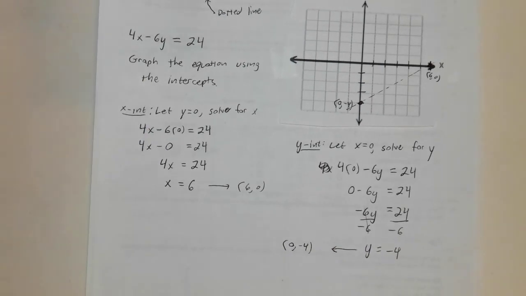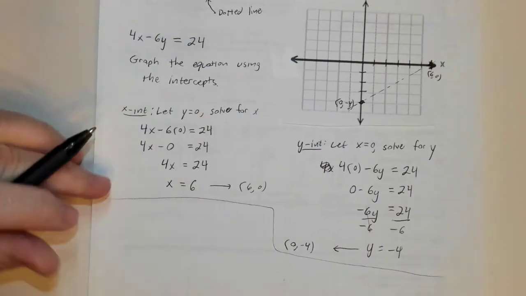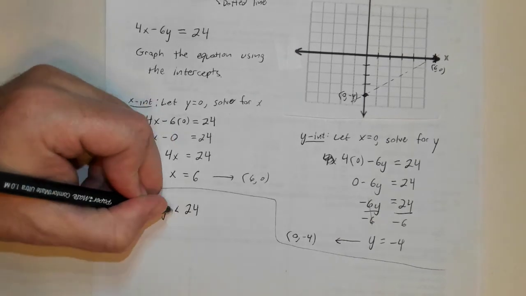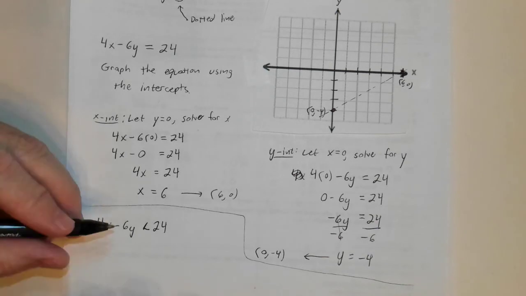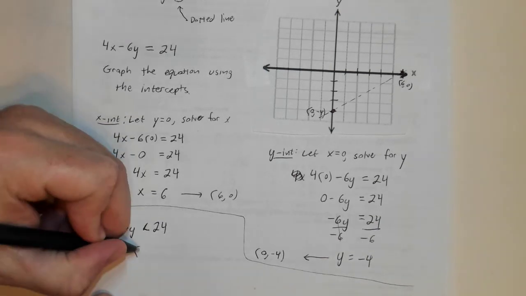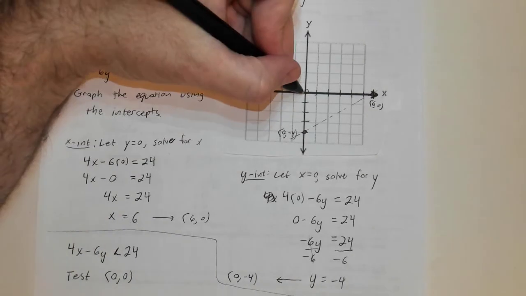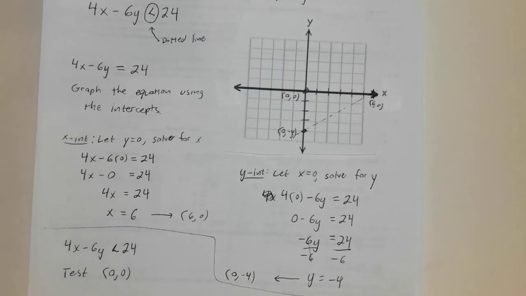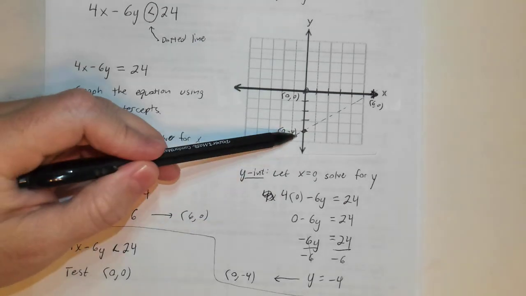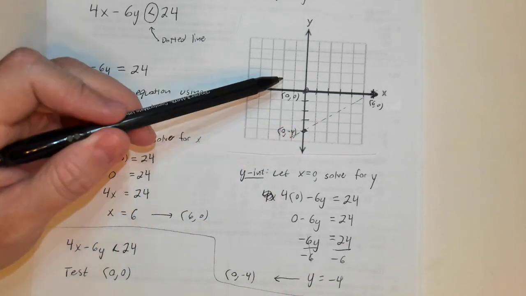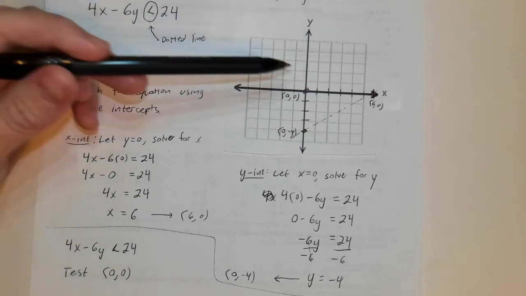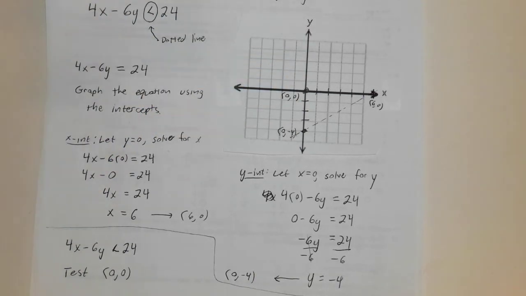Since my inequality is 4x minus 6y is less than 24, I need to test a point that is not on the graph. So test 0, 0. I will always test 0, 0 because that is the easiest thing to test. And I'm allowed to do it as long as the graph doesn't cross through the origin, and it's usually pretty easy to see if it does. If the graph crosses through the origin, just scoot over and do something else, like minus 1, 0, or 1, 0, or 0, 1. Just do something kind of easy, and include a 0 if possible.